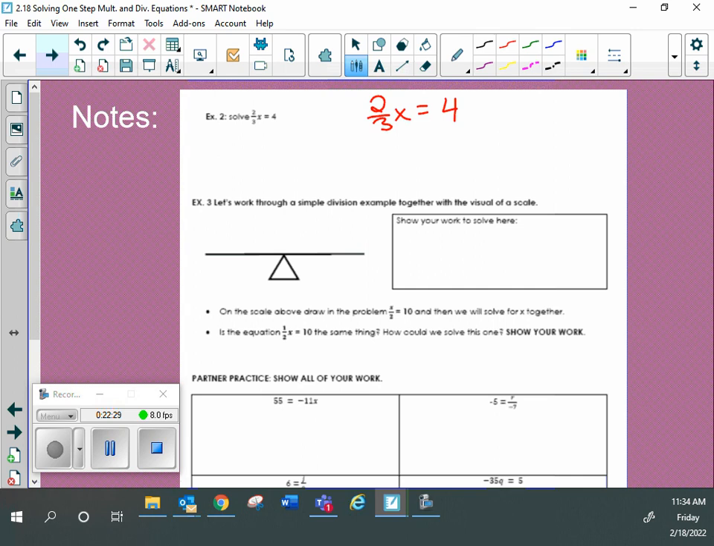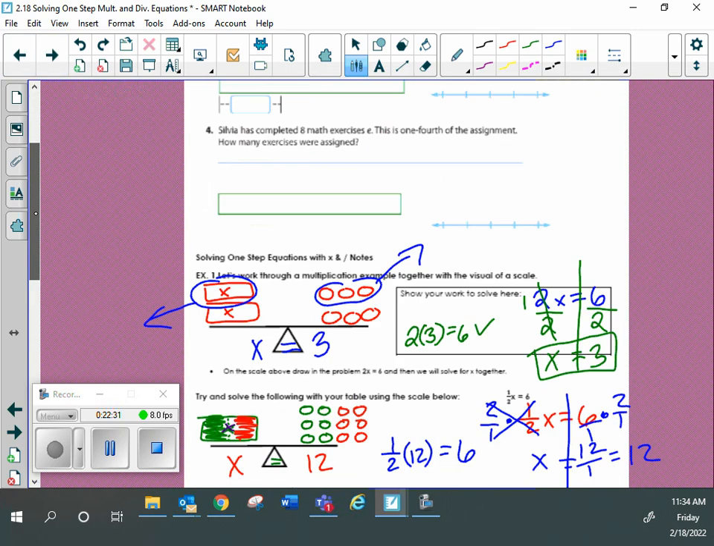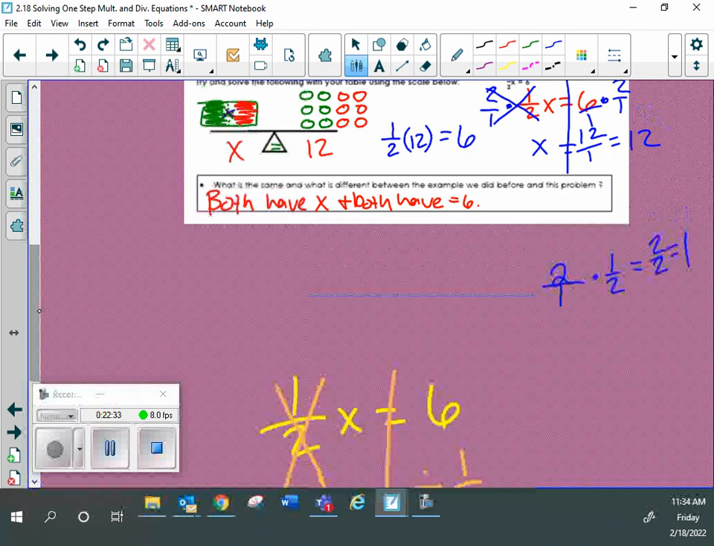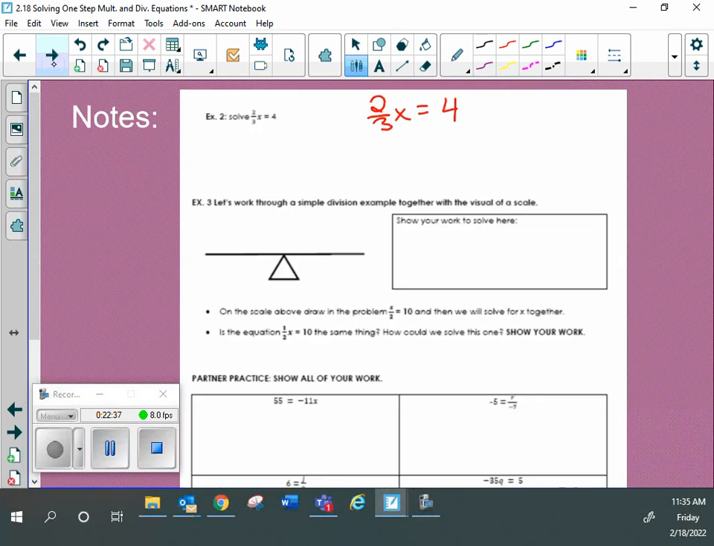I'm gonna rewrite just a little bigger so y'all can see: 2/3 x is equal to 4. Now I'm gonna backtrack real quick. When I solved this fraction, all I did was multiply by the reciprocal. So to solve this one, to get x by itself, all I need to do is multiply by the reciprocal. That reciprocal would be times 3 over 2. Y'all go ahead and try it, solve that out.